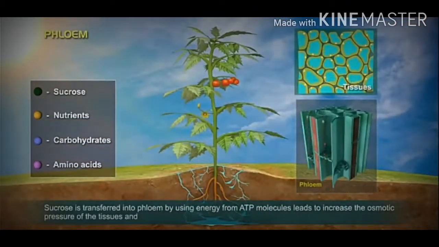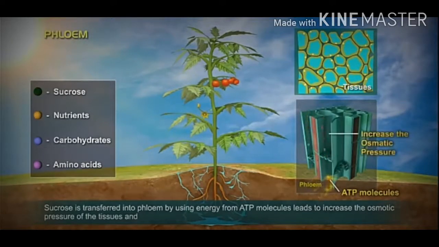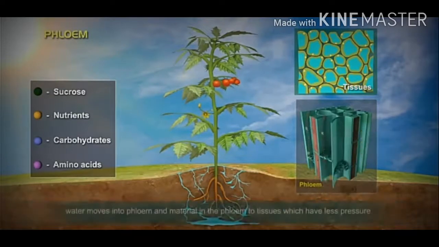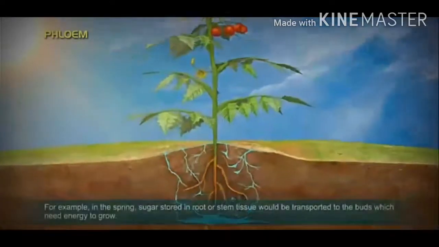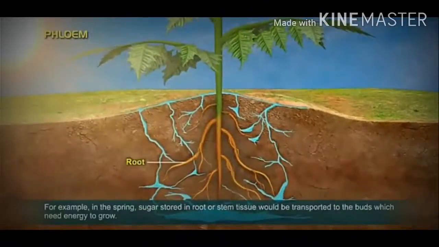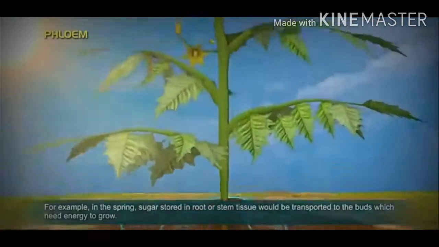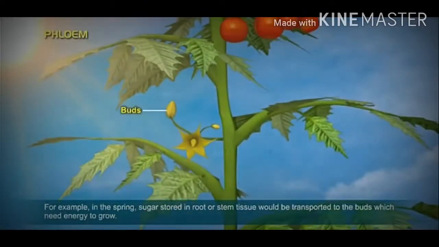Sucrose is transferred into phloem by using energy from ATP molecules, which leads to increase the osmotic pressure of the tissues, and water moves into phloem and material in the phloem to tissues which have less pressure. For example, in the spring, sugar stored in root or stem tissue would be transported to the buds which need energy to grow.